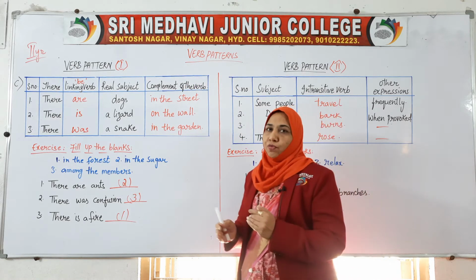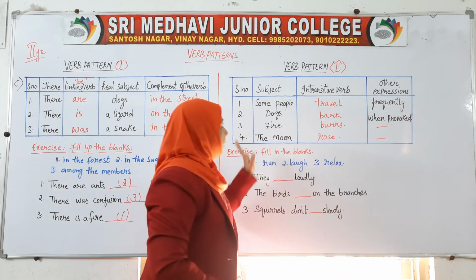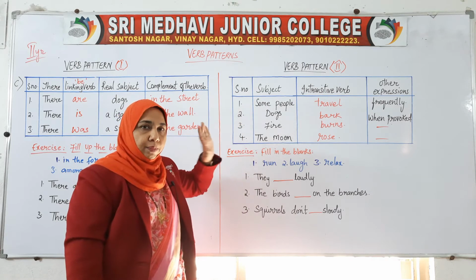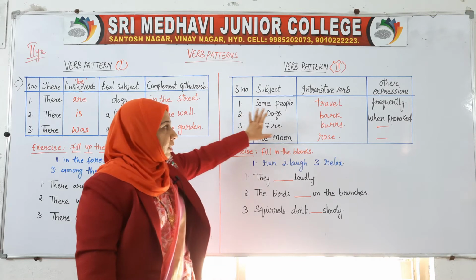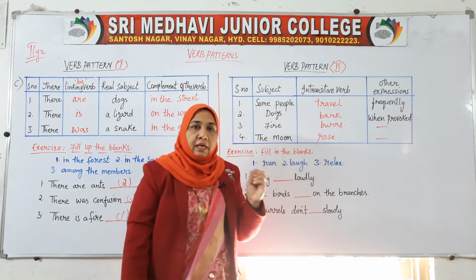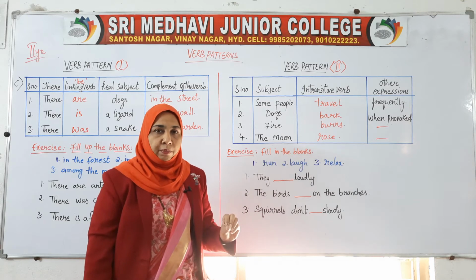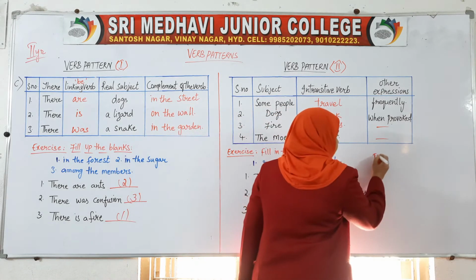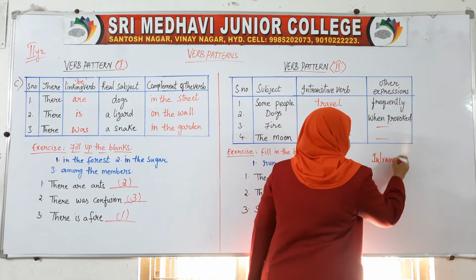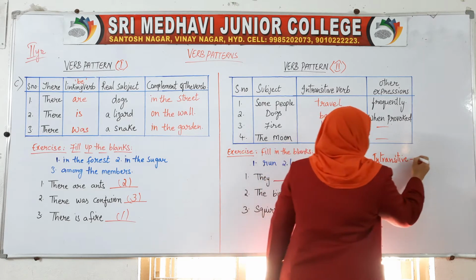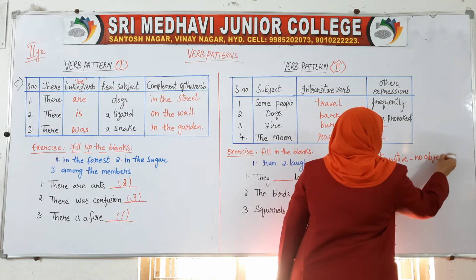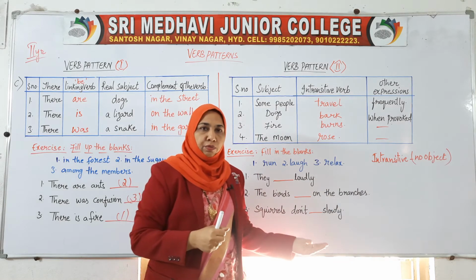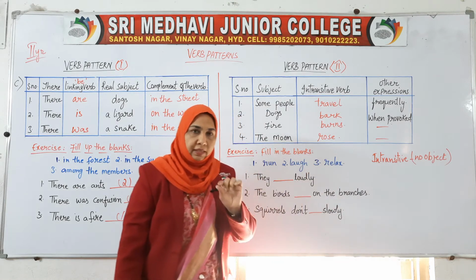Now we have to move on to verb pattern 2. In this verb pattern, the sentence is divided into subject and intransitive verb. Remember, in an intransitive verb there is no need of the object. Write down in your notes also: intransitive, no object, no object needed. Okay. In an intransitive verb, we don't need any object to complete the sentence.